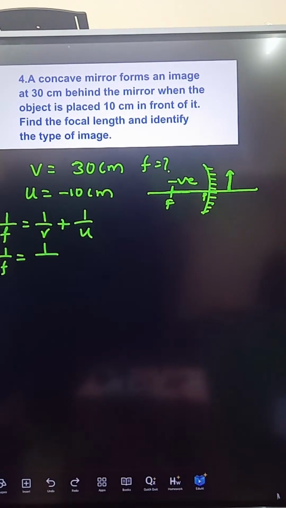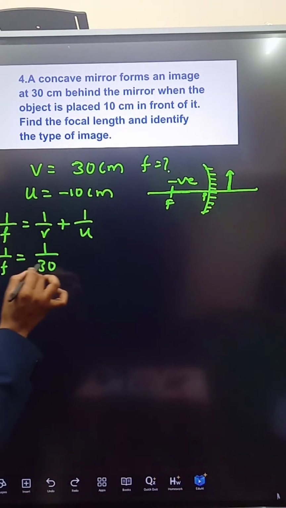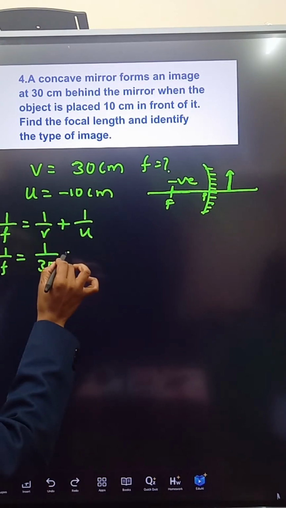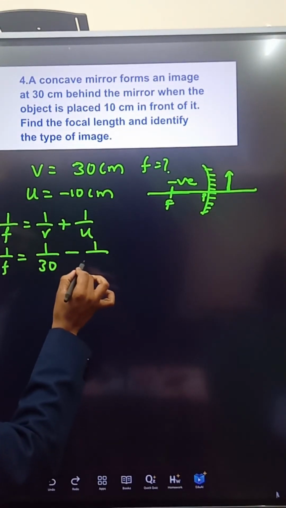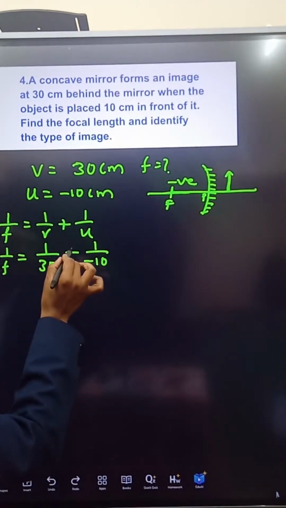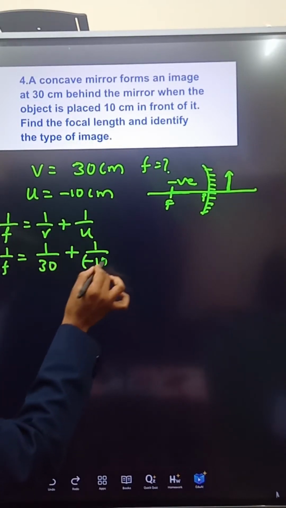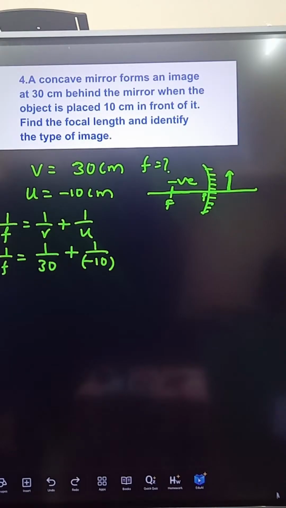I'm not solving immediately. I'll give you time. You solve it. 1 by u is what? Minus 10, right? This is plus. You simplify and write, find the LCM and find out the focal length. How much do you get?